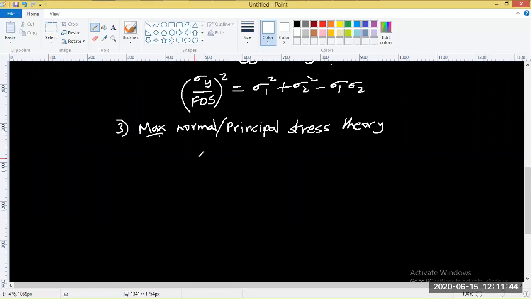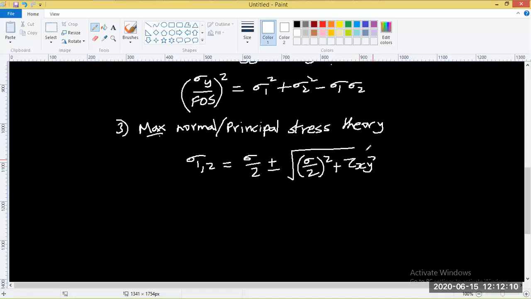So what we can say is sigma 1, 2 is equal to sigma by 2 plus or minus the square root of sigma by 2 the whole square plus tau xy square. This is for a 2D body which is subjected to axial stress in one direction and also shear. Okay, this is also available in the data handbook. You can look it up. Only thing I have removed is sigma x minus sigma y; sigma y I have entirely removed.